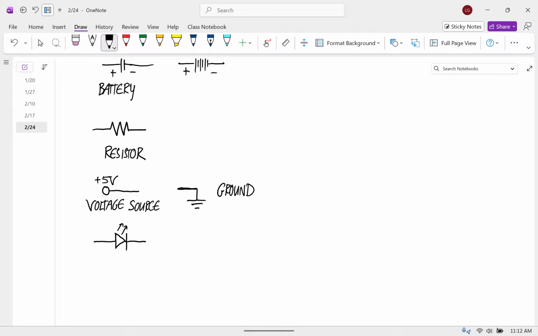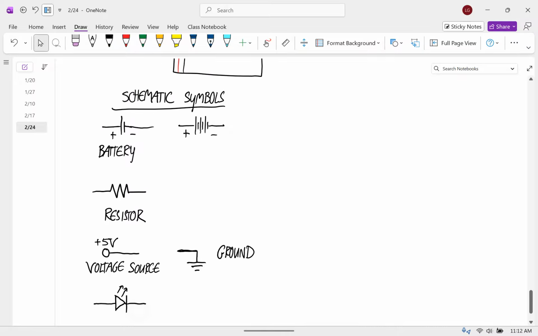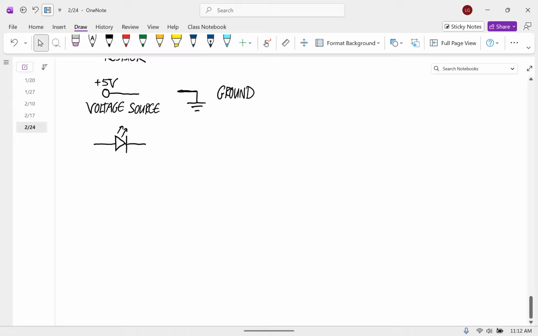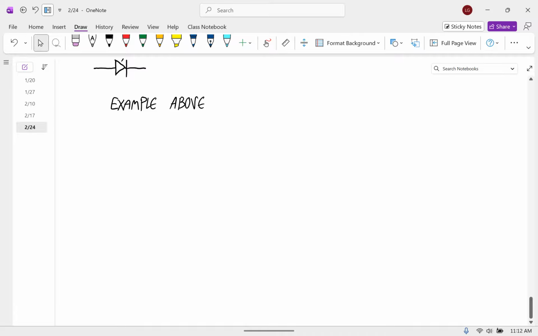So let's use these schematic symbols to indicate what we have going on here. In the example above, I'm going to put the battery down at the bottom. And then we have the positive of the battery going to... 300. No, I don't want that.